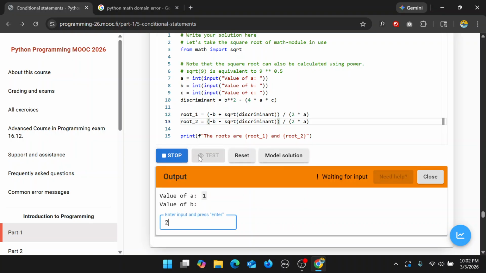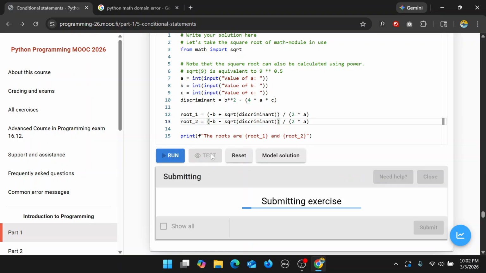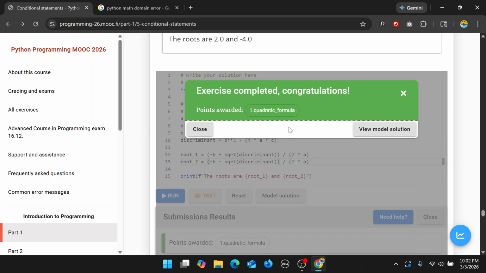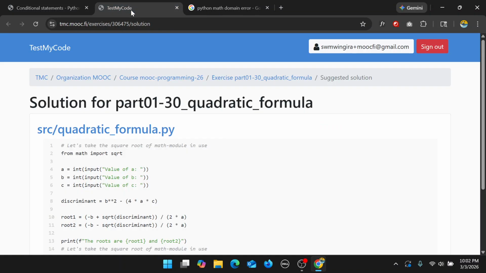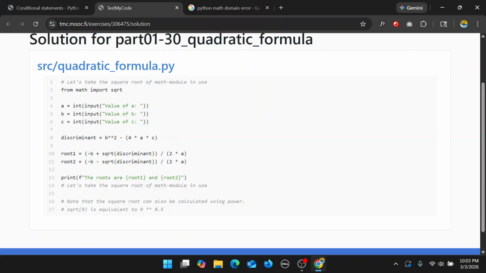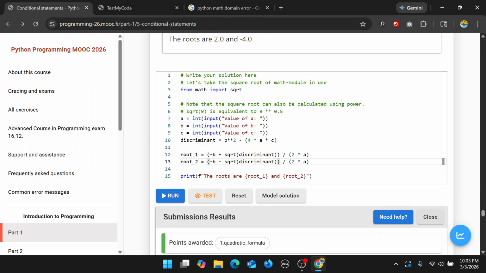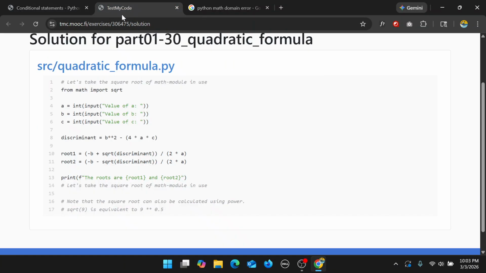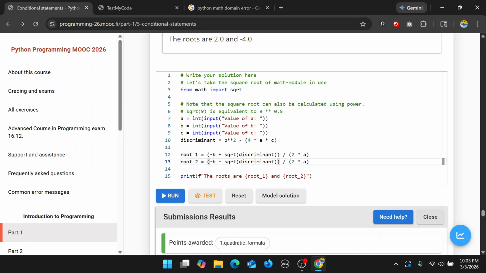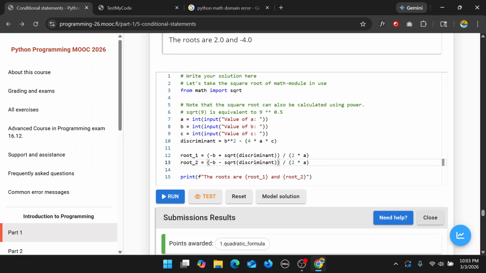Because if we do it with 1, 2, and negative 8, it works. Let's test it. I know it's going to fail, but let's see. Nope, it passed. That's very weird. Let's see the solution. So they did the exact same thing I did. Yeah, this is exactly what I did. A, B, C, calculate the discriminant. Right, minus 4ac, negative b plus square root of discriminant, yep, over 2a. Wow, this is exactly what I did. So that's an interesting error.